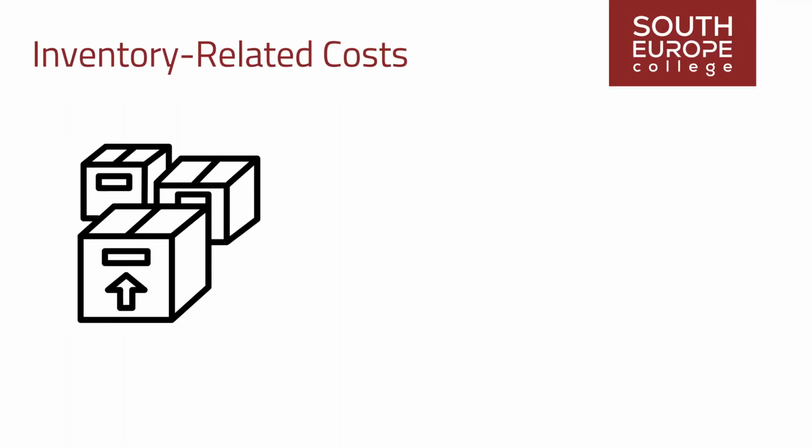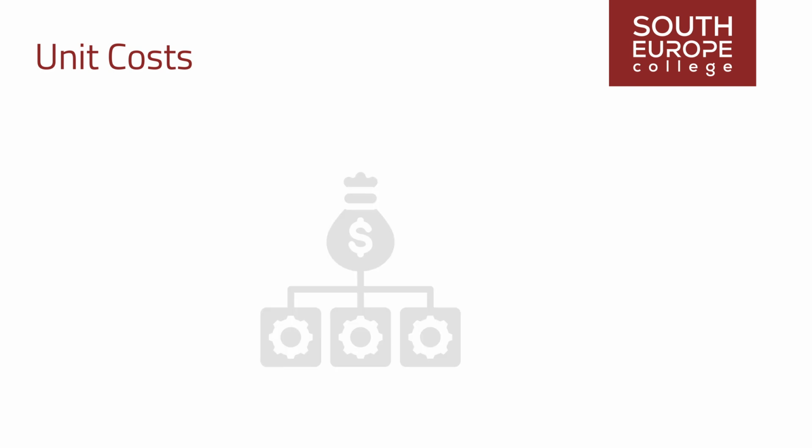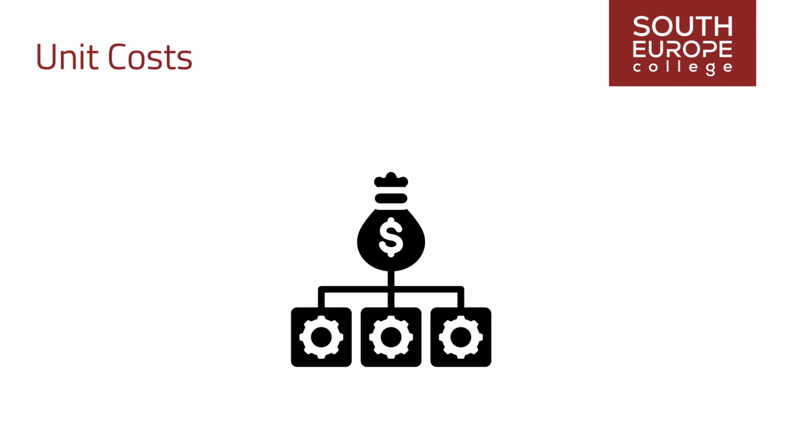Excessive inventory negatively impacts a company's working capital, tying up funds that could be utilized more efficiently elsewhere. The costs associated with ordering and holding physical inventory further contribute to this drawback. The simplest and most straightforward inventory-related cost to measure is the unit cost. Unit cost can be calculated in different ways.